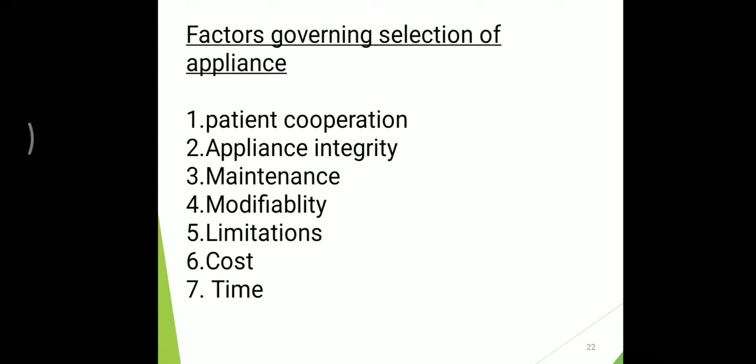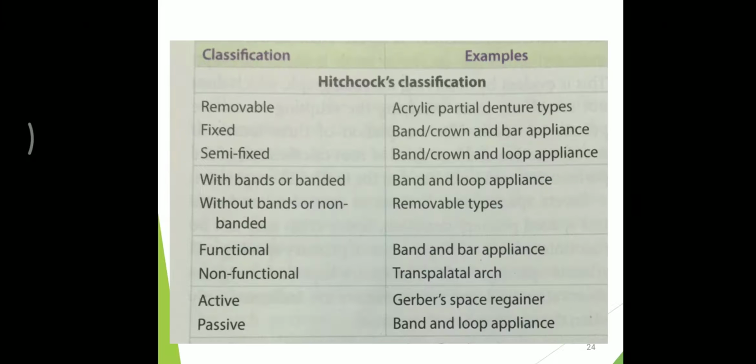Now let's see about the factors governing the selection of the appliance. First one is patient cooperation. Second is appliance integrity. Third is maintenance. Fourth is modifiability. Fifth is limitation. Sixth is cost. And seventh is time. Now let's see about the classification according to Hitchcock, who gave it in the year 1973.